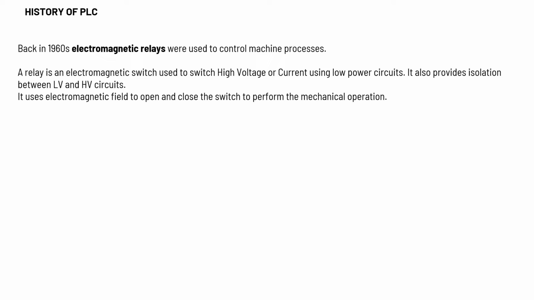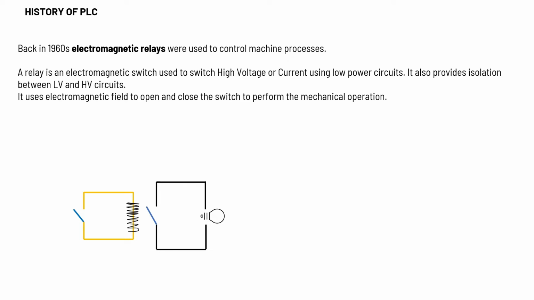Have you ever thought what was used before the era of PLCs? Back in 1960s, electromagnetic relays were used to control machine processes. So, what is an electromagnetic relay? It is a type of a magnetic switch which uses the principle of electromagnetic attraction. Also provides isolation between low voltage and high voltage circuit.